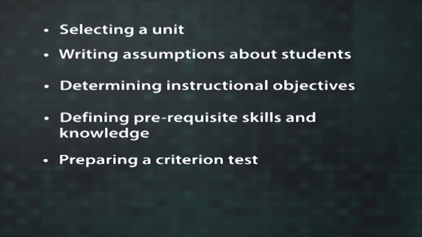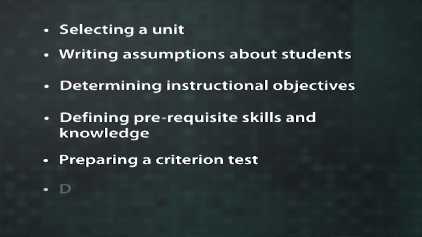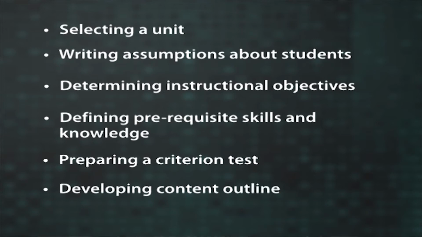Preparing a criterion test. The next step in the preparation stage involves the construction of a criterion test. The purpose of this test is to show the range of the terminal behavior which is to be developed through the program. Developing content outline. This is the last step in the preparation stage. The programmer should write a clear and specific outline of the content that is to be programmed. Along with the outline, the order in which the learning material is to be presented should also be decided.